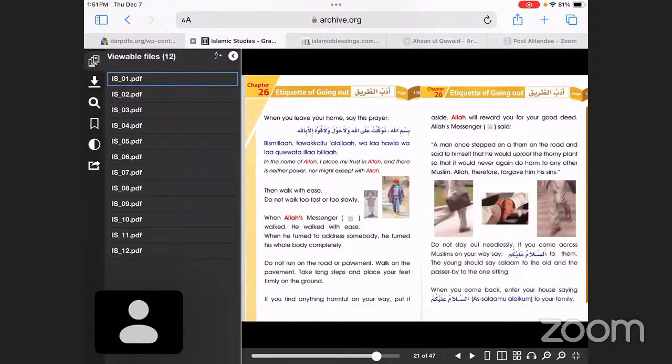When you leave your home, say this prayer. Bismillah, tawakkaltu alallah, wala hawla wala quwwata illa billah. In the name of Allah, I place my trust in Allah, and there is neither power nor might except with Allah. Then walk with ease, do not walk too fast or too slowly. When Allah's Messenger walked, he walked with ease, and when he turned to address someone, he turned his whole body completely.